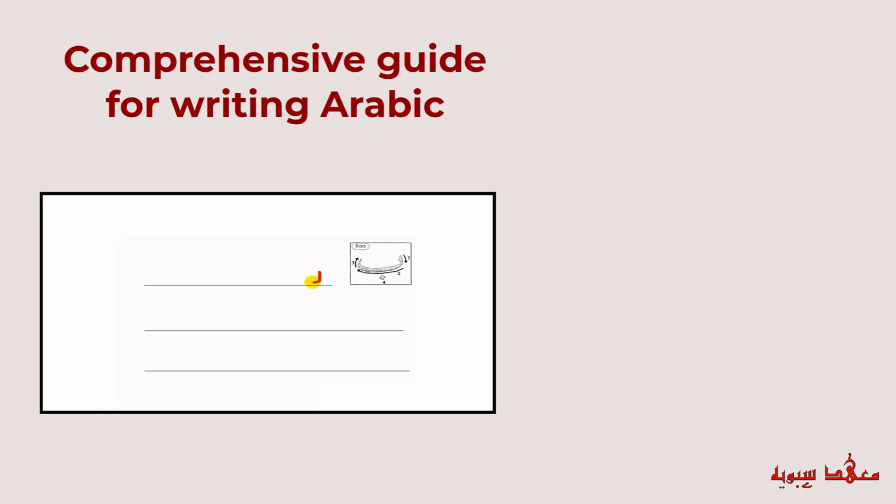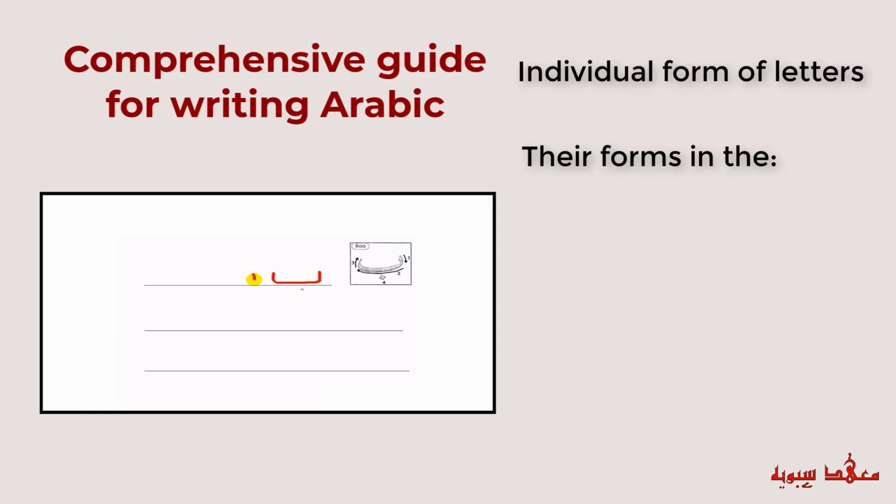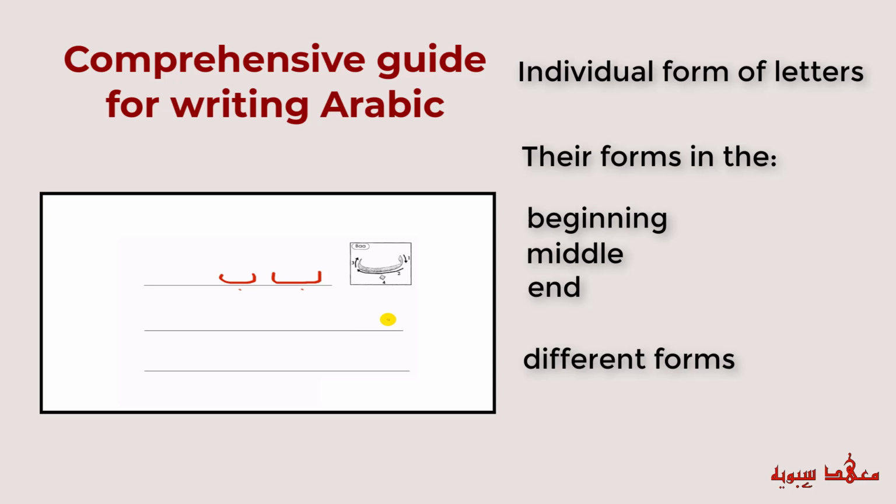We'll be learning how to write the Arabic letters, how they are written individually. Then we'll show you how they're written in the beginning of a word, the middle of the word, and the end of the word. Also, some letters can be written in a number of different ways, depending on the script. So we'll be going through the different forms. You can review whichever letter you want later on. Some letters are harder than others, so you can go back and review those letters that you find difficult.